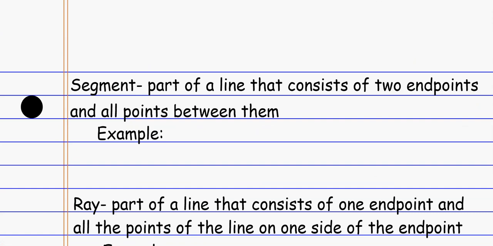Let's talk about a segment. A segment is basically a part of a line. All right. If I were to basically cut the ends off of the line, instead of having it go forever in each direction, I would cut each end off so that it stops in each direction. Okay. So a segment is part of a line that consists of two endpoints and all the points in between. All right. So again, it's a line that we cut the ends off of so it doesn't keep going forever. It stops on each end.